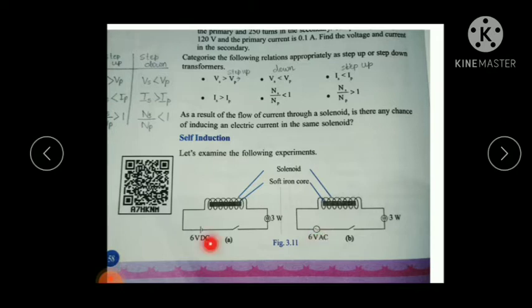So DC means direct current, AC means alternating current. A current that flows only in one direction is called DC, and a current that changes its direction at regular intervals of time is called AC current.